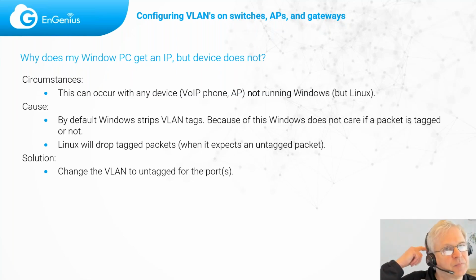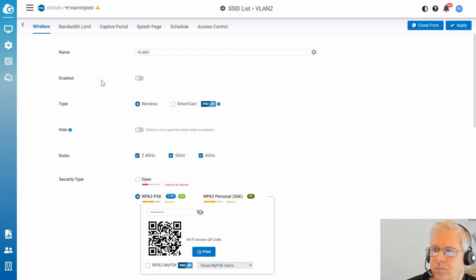One thing that I noticed a lot is a situation where people say, yeah, but my PC gets an IP, but my device, IP phone, AP, does not get an IP address. I see that happening with any device not running Windows versus any device running Windows. By default, Windows strips VLAN tags. So again, if I go back to my configuration, go back here.